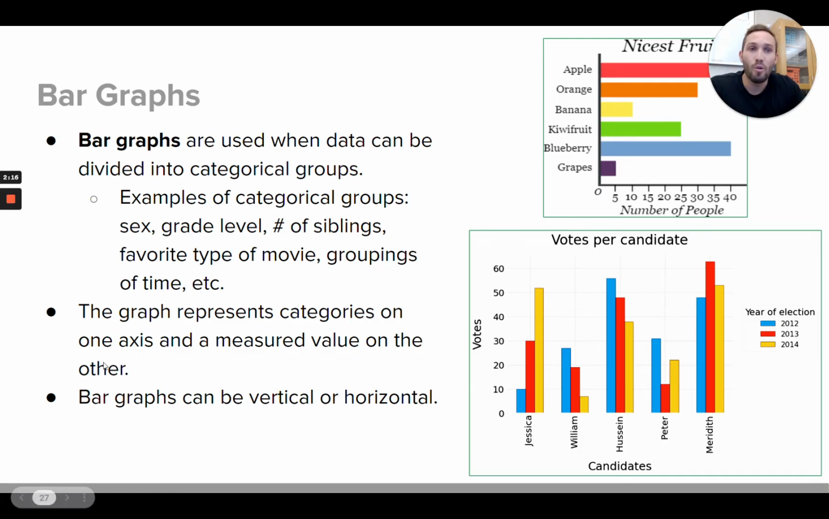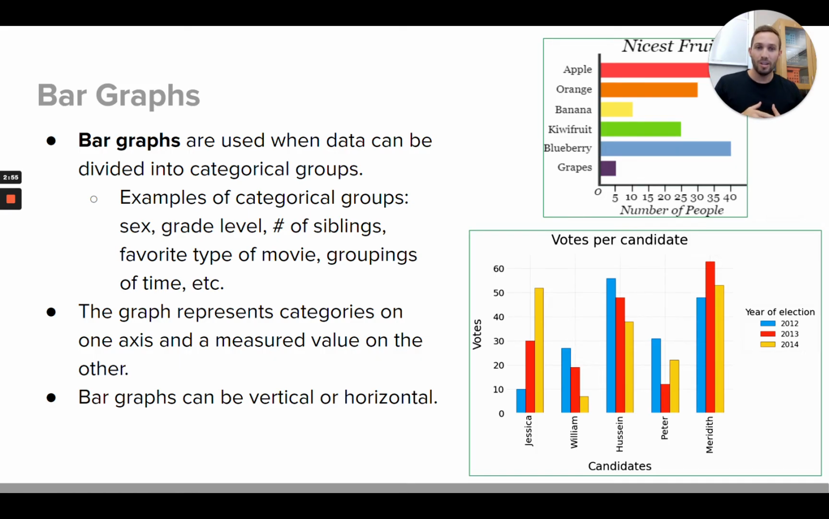So examples of different categories or categorical groups would be like sex, like male or female, grade levels. Those are different categories of individuals. Even in high school, you have freshmen and sophomores, juniors and seniors. Number of siblings. Some people have none. Some people have 1, 2, 3, or more than that. Favorite types of movies, action, adventure, romance, comedy. Those are different categorical groups. Even groupings of times, like different seasons, or sometimes you can even count months as different categories if you're trying to look at what's happening at different months or seasons of the year, things like that.